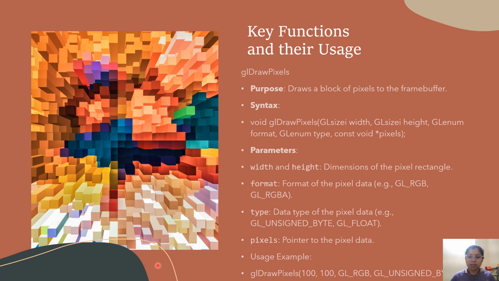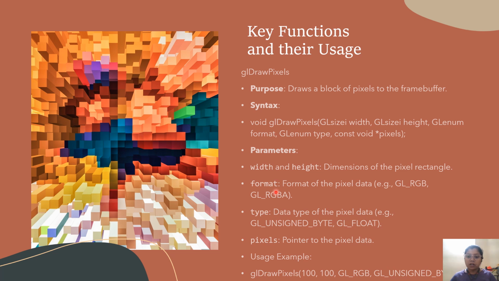First is the glDrawPixels function. The purpose of glDrawPixels is to draw a block of pixels to the frame buffer. This is the syntax of how we can use the glDrawPixels function. Here in glSizei, the i indicates the integer value. Now let's see the parameters used in this syntax. Width and height provide the dimensions of the pixel rectangle. We know a pixel block is always in the form of a rectangle, so it provides the dimensions of the pixel rectangle.